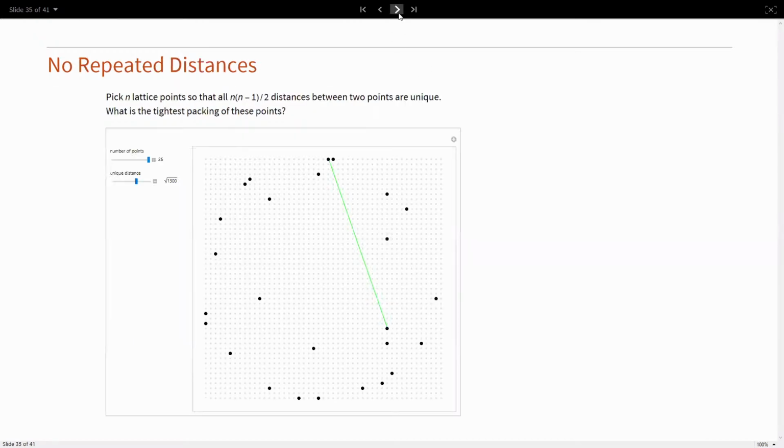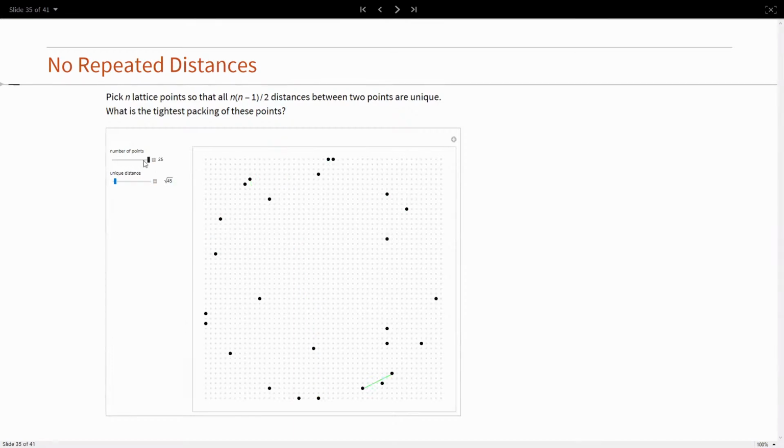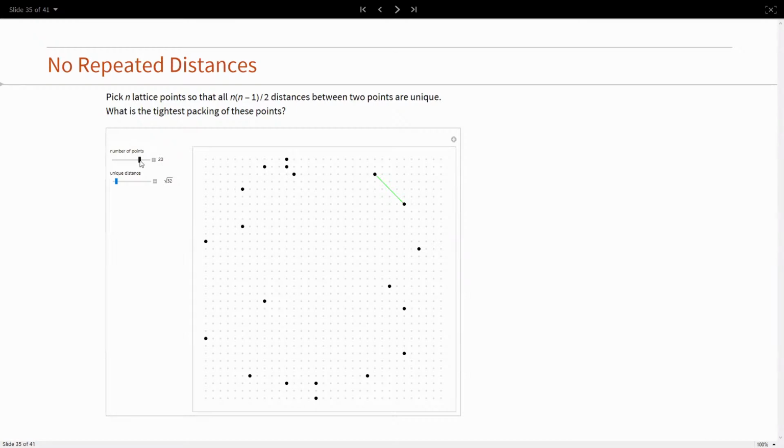We can also put points on a plane so that all the distances between points are unique. For 26 points, this is believed to be the tightest packing so that all the distances are different. Just 6 points requires a 7x7 grid, and that's the tightest packing for 6 points. Beyond, say, 20, it's unsolved whether these are our tightest known packings.